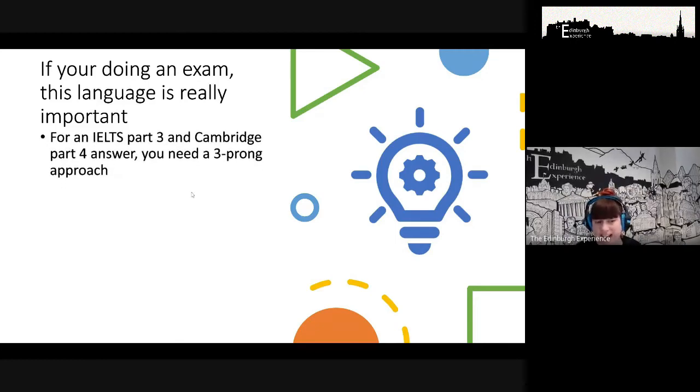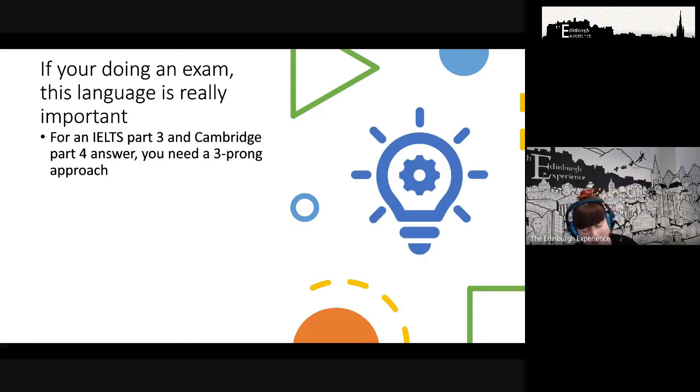So that means if you're doing an IELTS test, it'll be part 3. If you're doing a Cambridge test, it'll be part 4. And those parts of the exam are really the most important part of your speaking exam, right? Because that's the part where the examiner is asking you to produce the most authentic language. You're not so limited by a task. There, you're just asked to express how you feel about things. So it's your opportunity to show off your English at its very best.